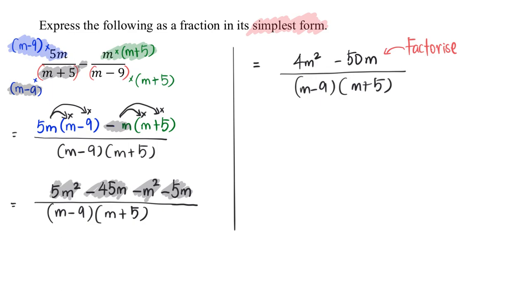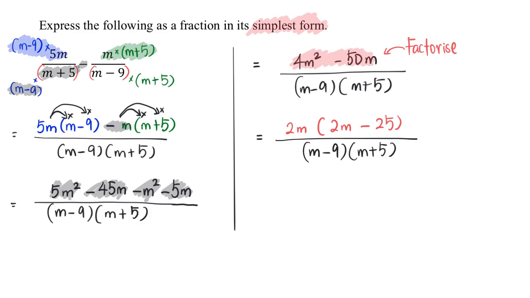Alright, and so this one I see that we could continue to take out common factor 2m. That will leave me with 2m minus 50 divided by 2 will be, very good, 25, over m minus 9, m plus 5, and I cannot simplify any further. This will be the simplest form.